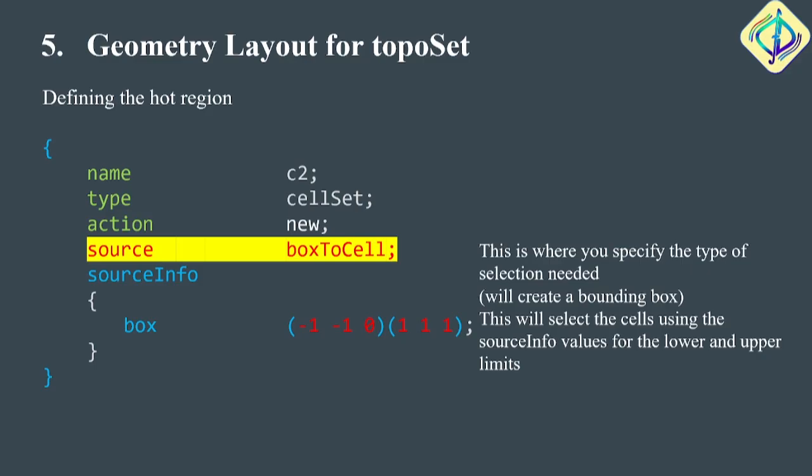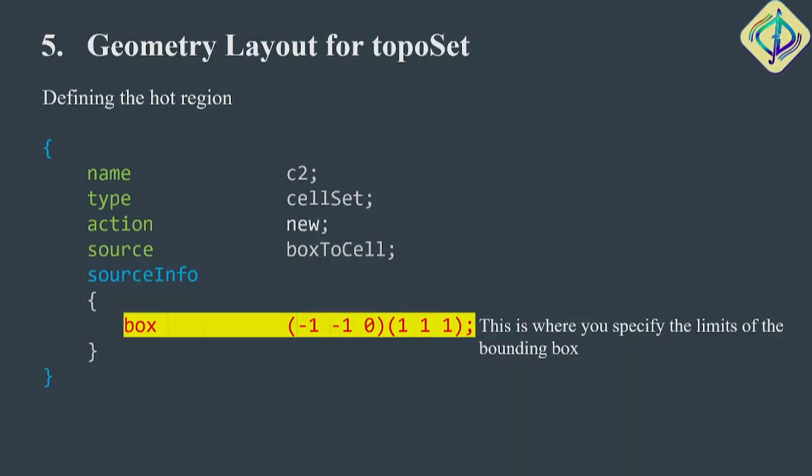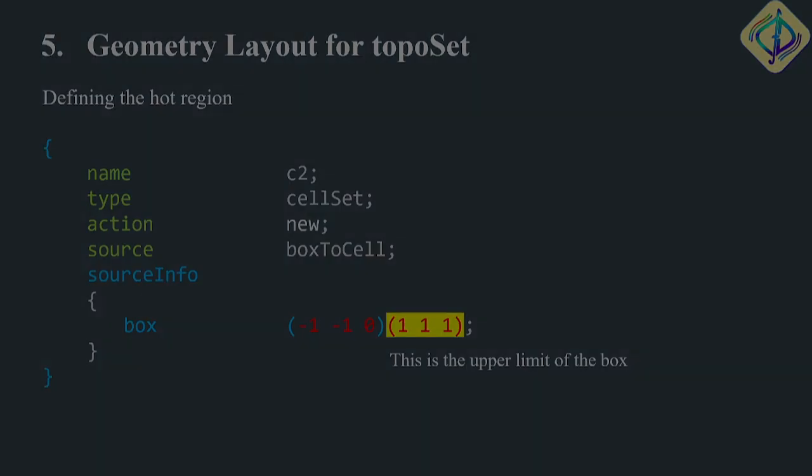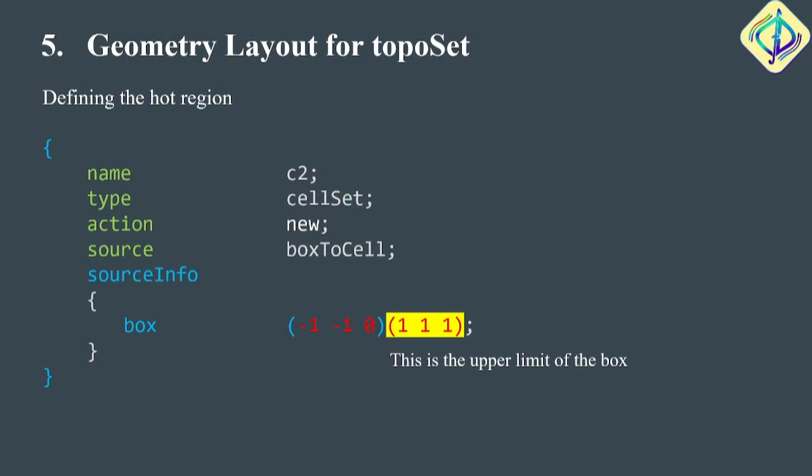Okay. Now over here under the source type, we are using the box to cell. Okay, because we want to define a bounding box or a cubical area or volume. So under source type, we will use the box to cell. Again, under box to cell, you'll have to specify some lower and upper limits. So that can be done using the source info. So under the box keyword, you can use box. That will be a specific keyword. And then you will specify your lower limit. In this case, it is -1, -1, -1. And then you will specify your upper limit, that is 1, 1, 1.